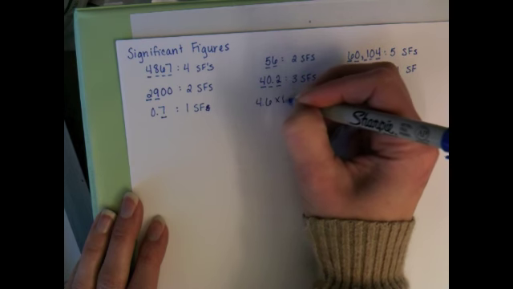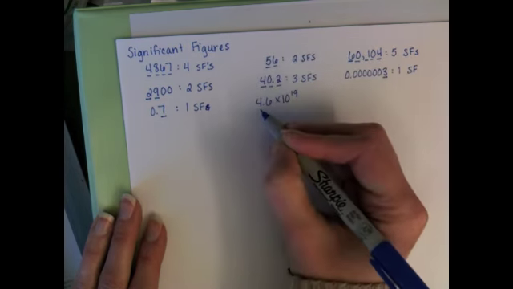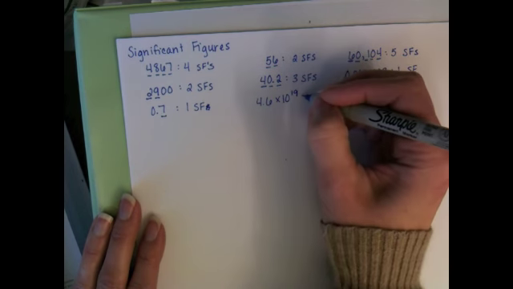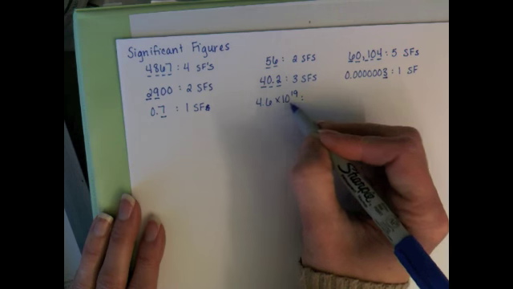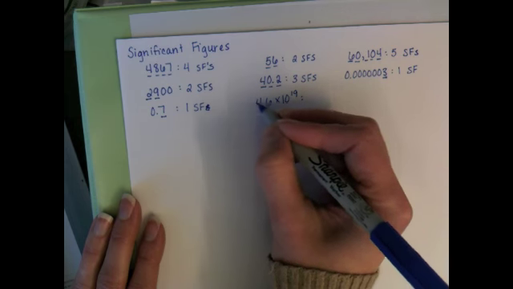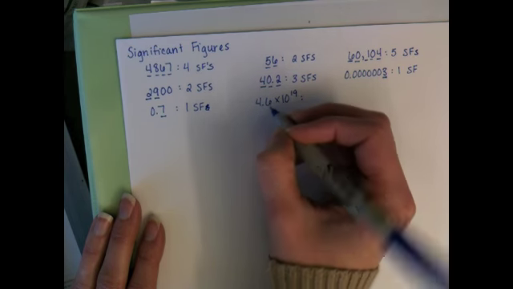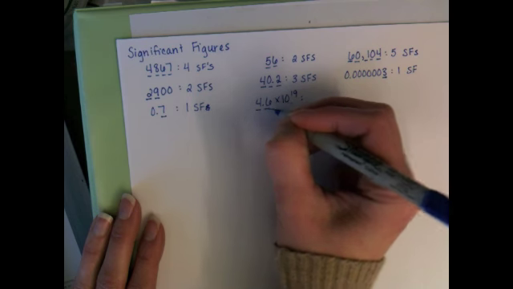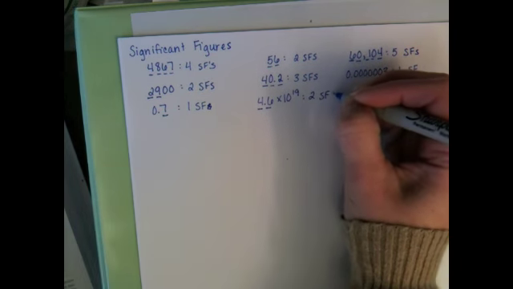4.6 times 10 to the 19th. When we're working with exponential notation or scientific notation, the rules don't change. We ignore the magnitude, the 10 to the 19th part. We look at these numbers. When there's a visible decimal point, first non-zero digit, everything after. That's got 2 sig figs.